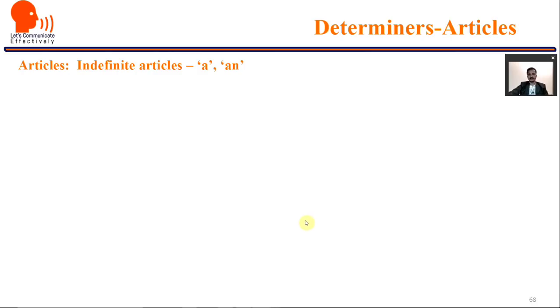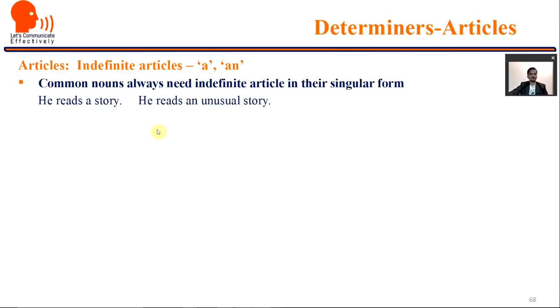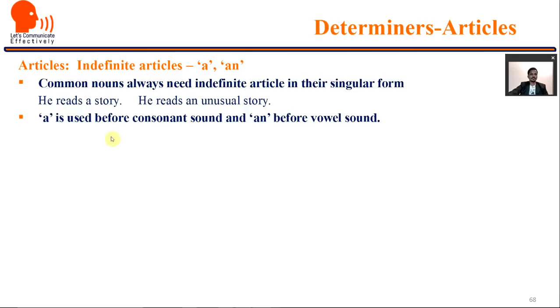Now let us see the uses. Indefinite articles and definite articles. I hope you are aware of these two categories again. Indefinite articles, a and an. Common nouns always need an indefinite article in their singular forms, like he reads a story, he reads an unusual story. So here story is a common noun, that's why a story, and an unusual story. A is used before a consonant sound, and an is used before a vowel sound.